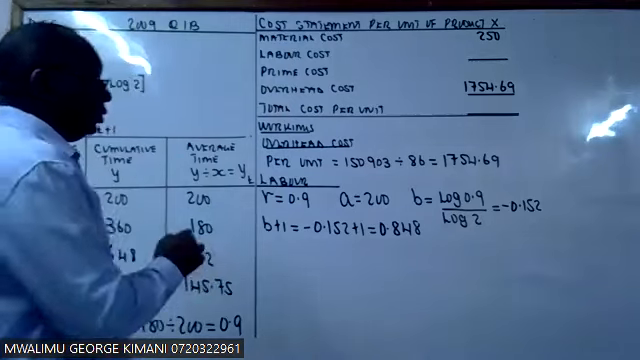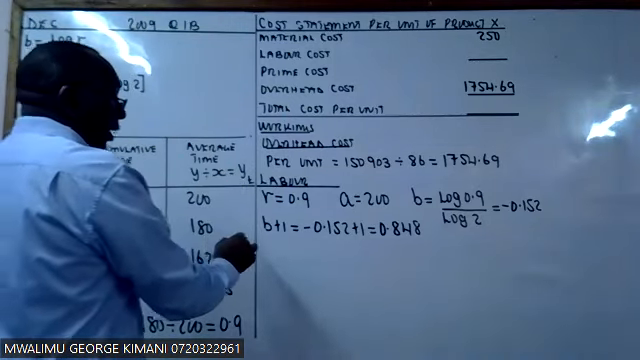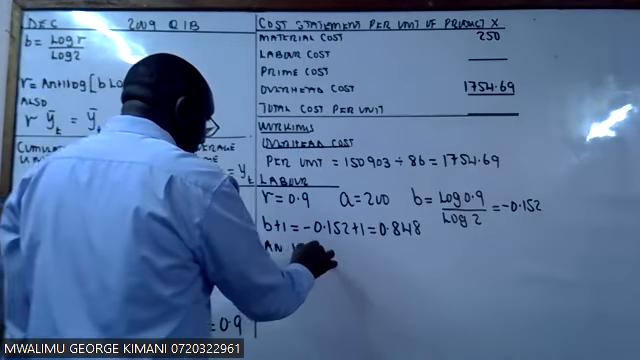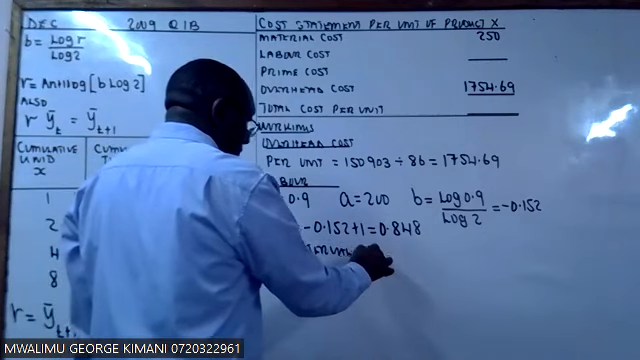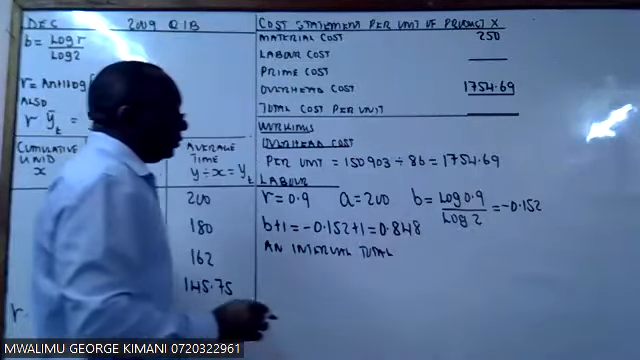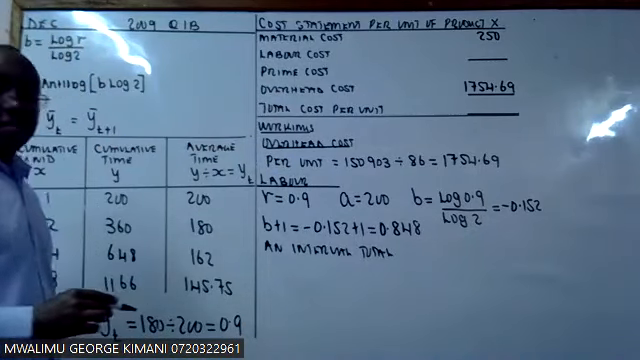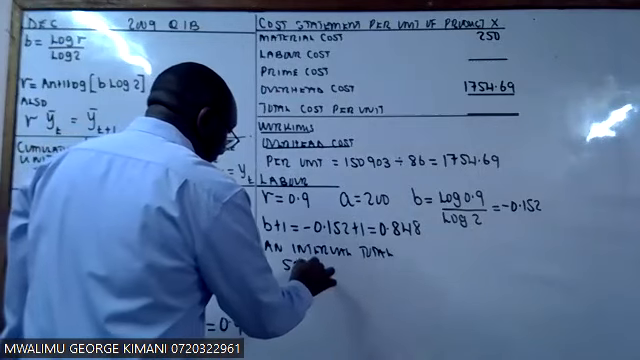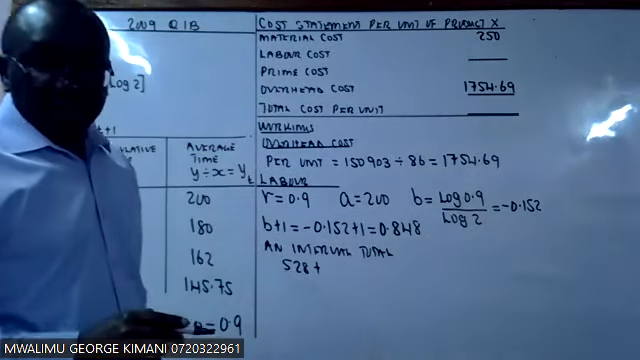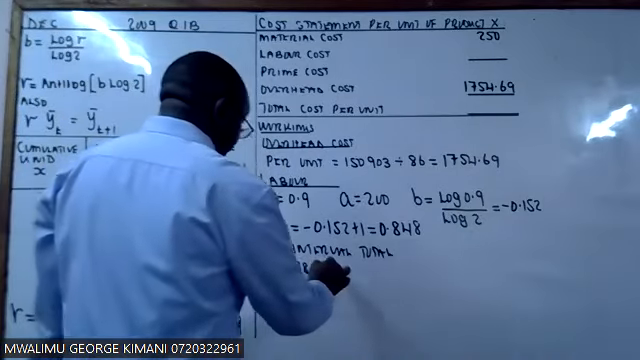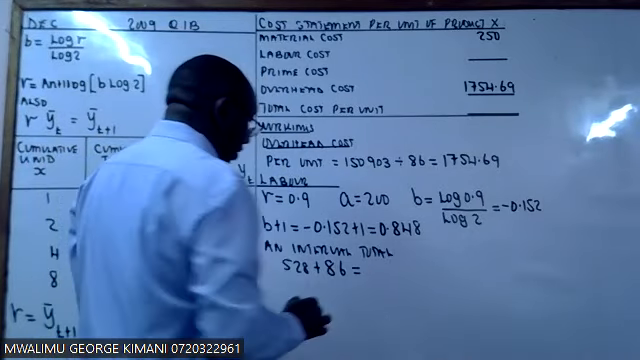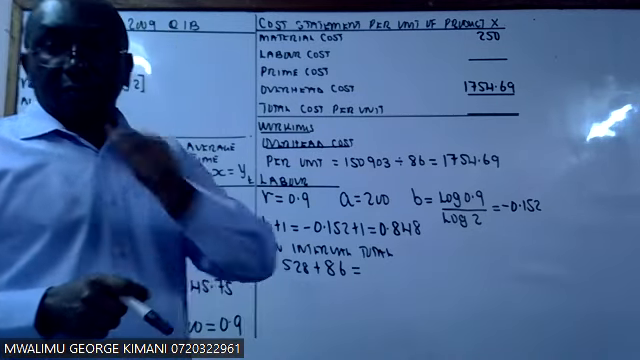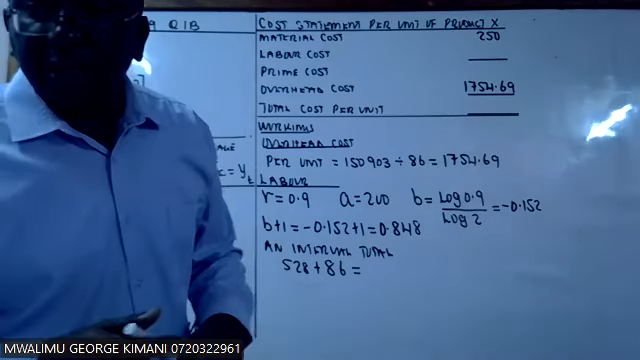So this is an interval total. The case of an interval total. So the interval will be arrived at, first of all, tell me 528 plus 86. Those will be how many units? That will be 614.